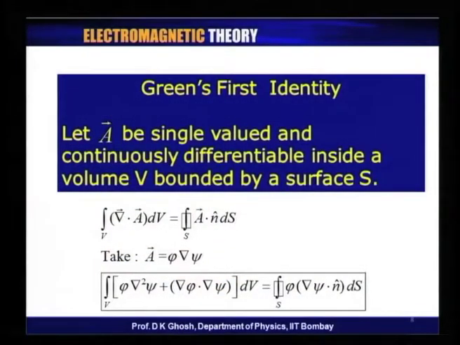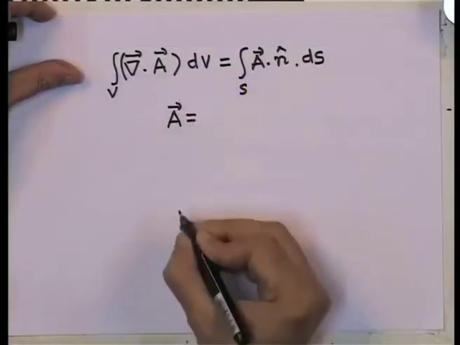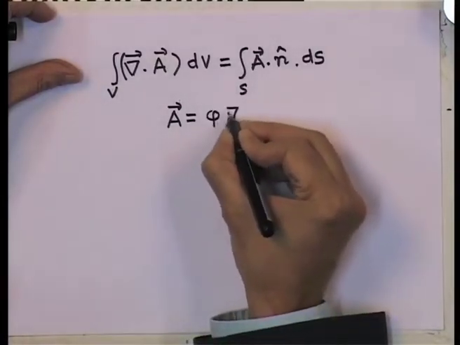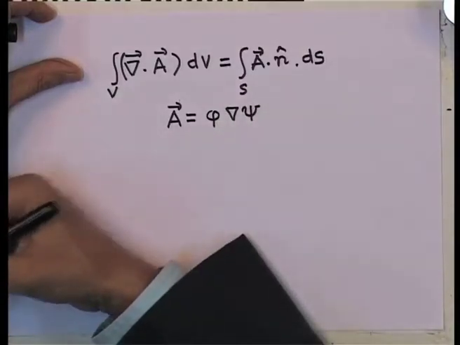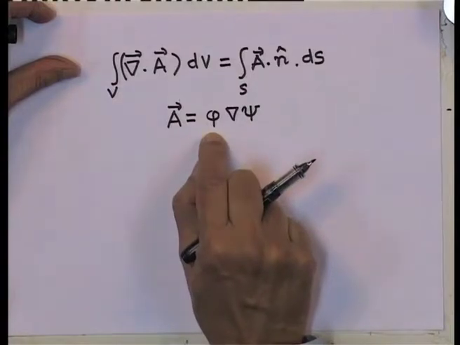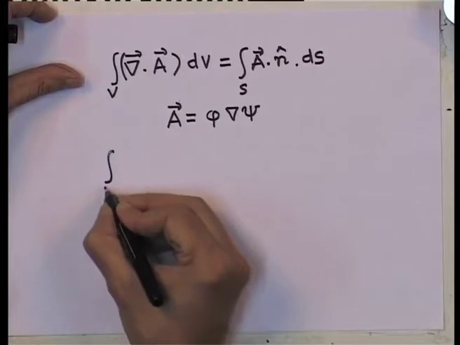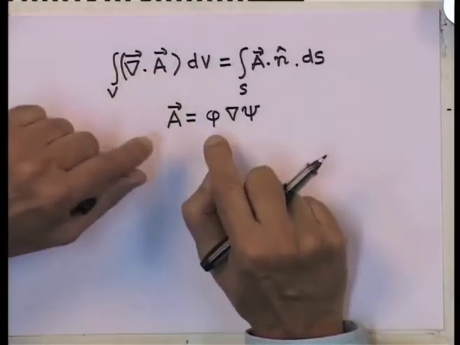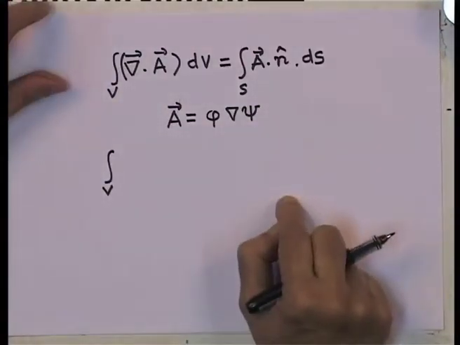Now, what we are going to do is this. Let me take the vector A to be given by a scalar function phi times the gradient of a second scalar function psi. Substitute this into this equation. So, let us see what we get. We get del dot of A. We have just now said what is del dot of a scalar times a vector. We had shown an identity.